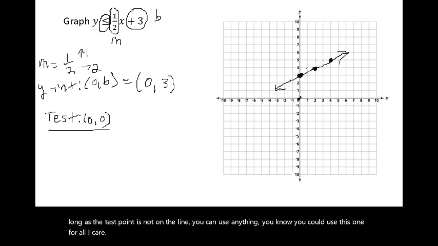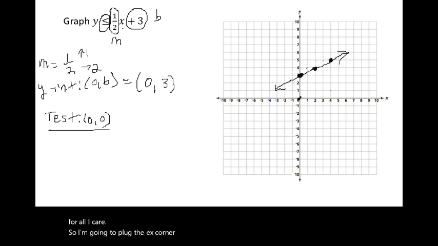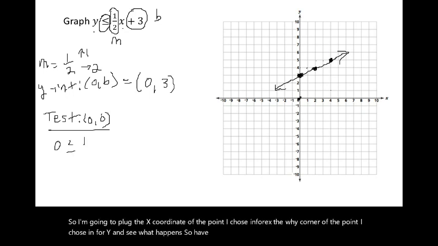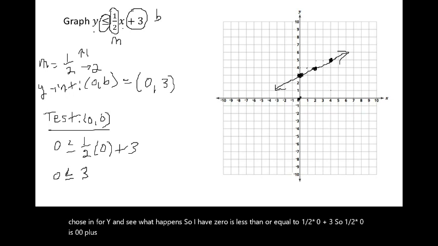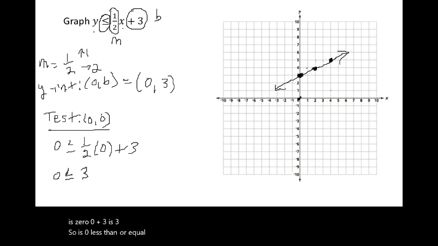So I'm going to plug the x-coordinate of the point I chose in for x, the y-coordinate of the point I chose in for y, and see what happens. So I have 0 is less than or equal to 1/2 times 0 plus 3. So 1/2 times 0 is 0. 0 plus 3 is 3. So is 0 less than or equal to 3? 0 is less than 3, so this is a true statement.